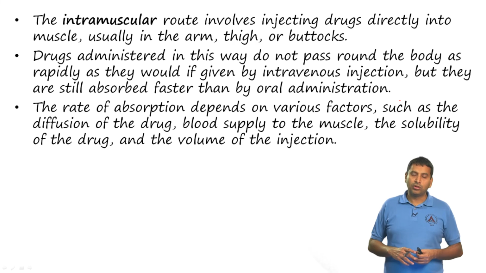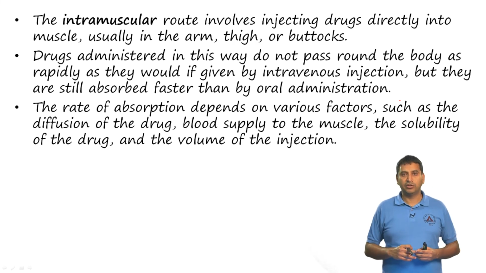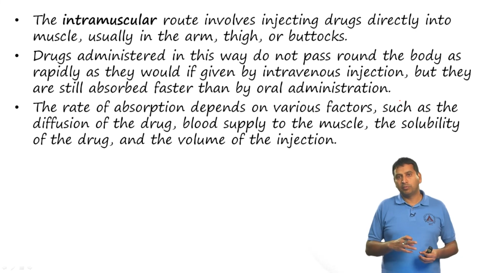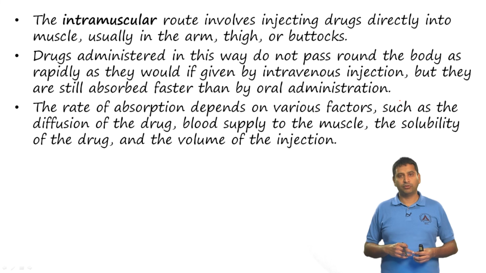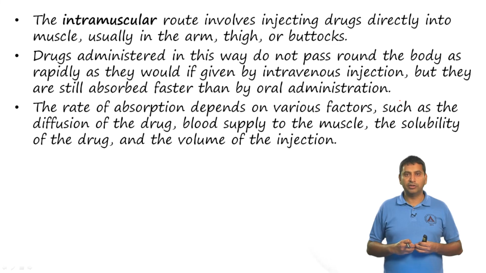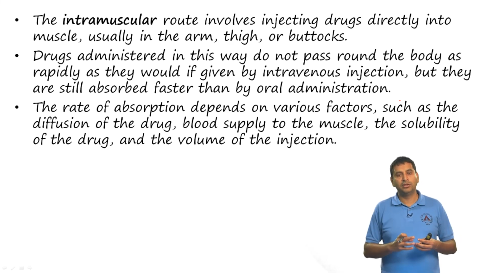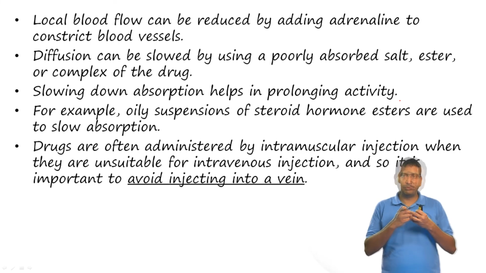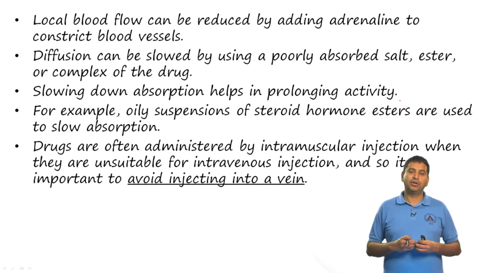The intramuscular route involves injecting directly into the muscle, usually in the arm, thigh or buttocks, and this way the drug does not pass around the body as rapidly as it would through intravenous injection, but it is still absorbed faster than by oral administration. Of course, the rate of absorption depends on various factors such as the diffusion of the drug, the blood supply to the muscle, the solubility of the drug and the volume of injection. Sometimes the local blood flow can be reduced by adding adrenaline to constrict the blood vessels. This will slow down the release of the drug into the blood supply.